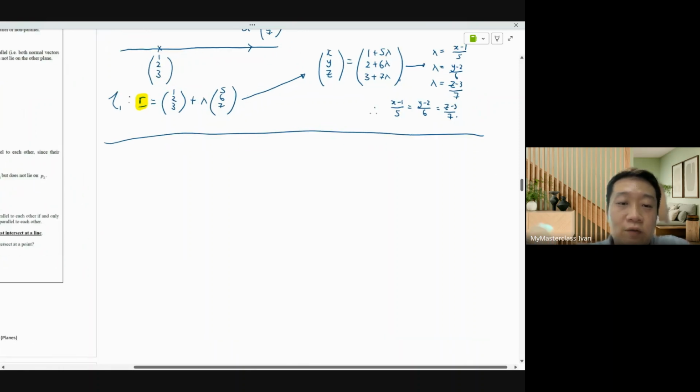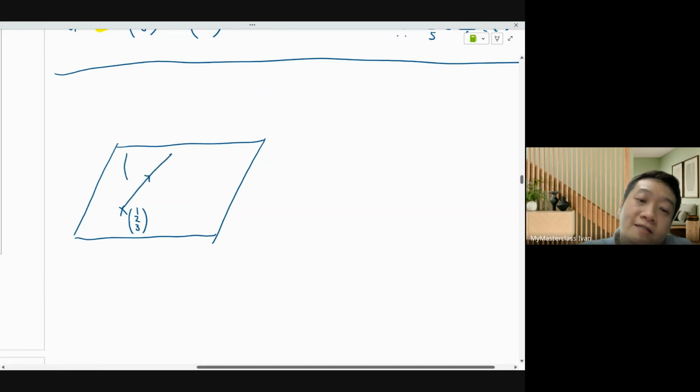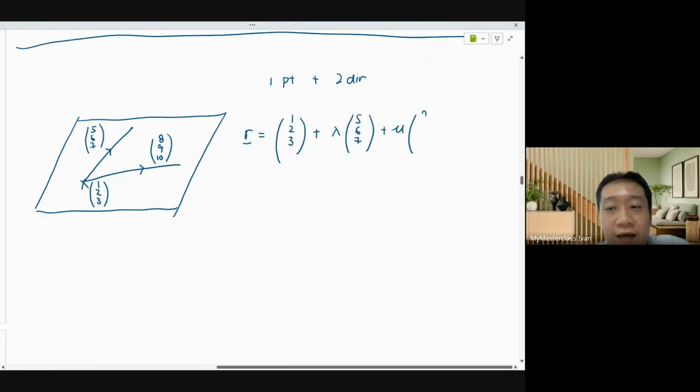Next, last week we talked about a plane. A plane consists of a point, for example 1, 2, 3, and then you will need two directions, like 5, 6, 7 and 8, 9, 10. So to define a plane, you need 1 point plus 2 directions. The easiest way to represent a plane is R equals a point, 1, 2, 3, plus 2 directions, lambda 5, 6, 7 plus mu 8, 9, 10.